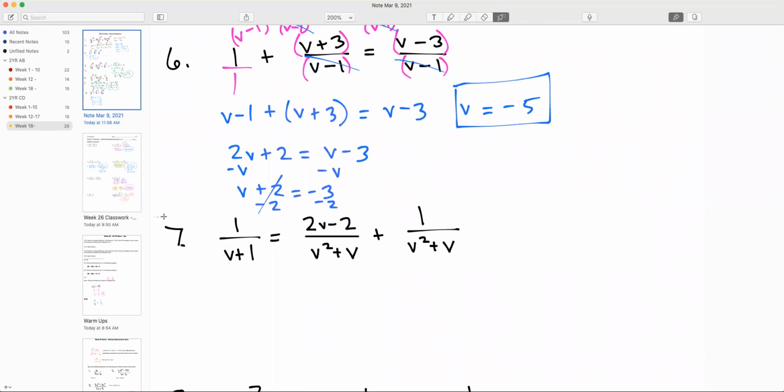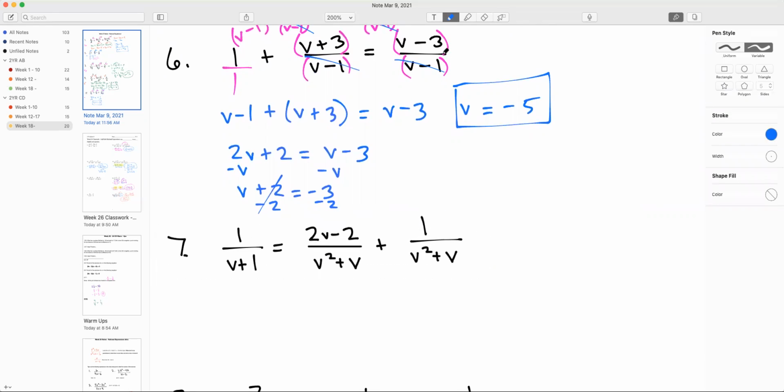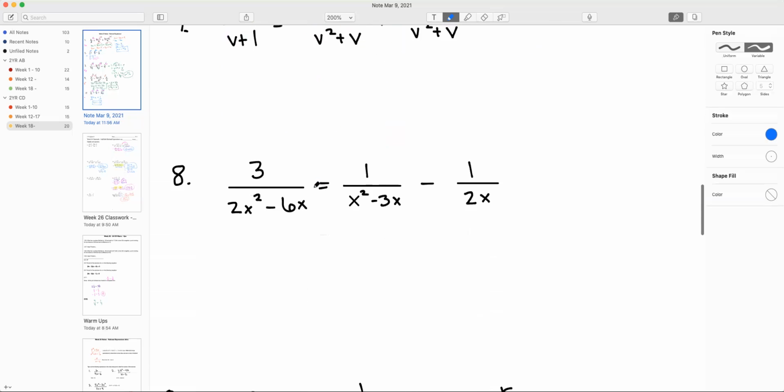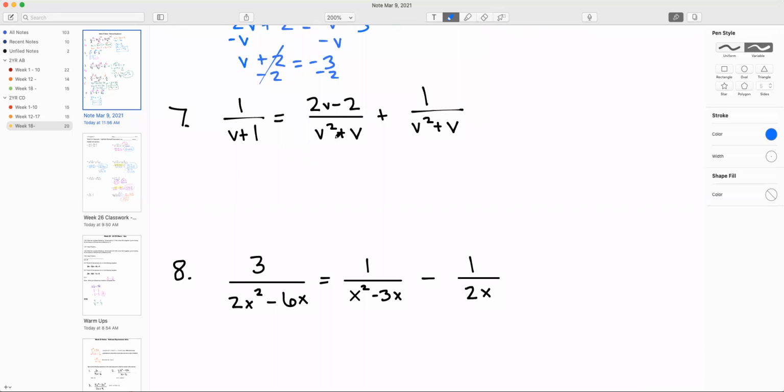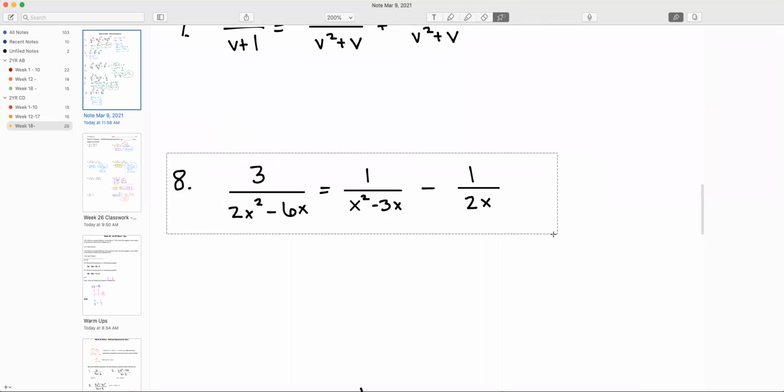All right. And again, I'm kind of scrunching myself with work space here. All right. So what are all the unique factors here? We've got v plus 1, and then we might have to factor some of these. So let's try and do that. I'm going to try and give myself some more space down here.